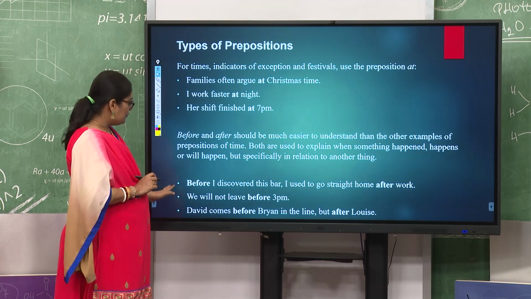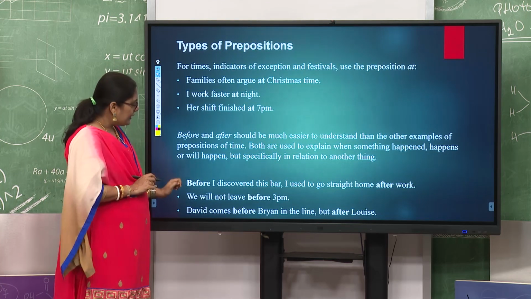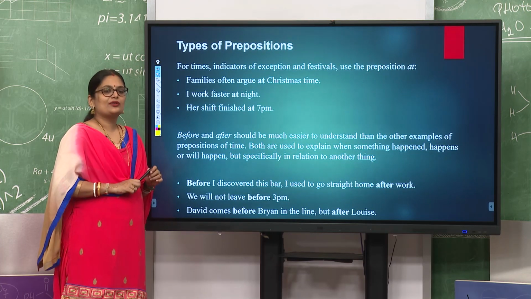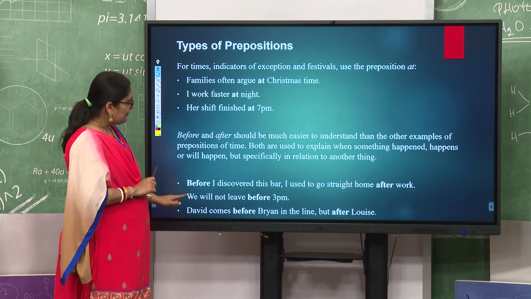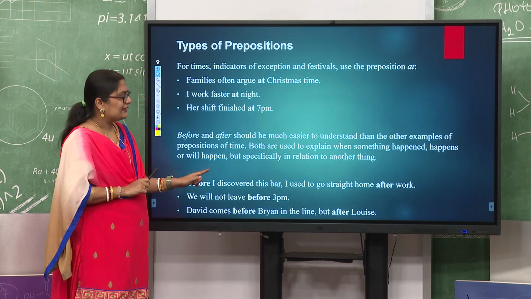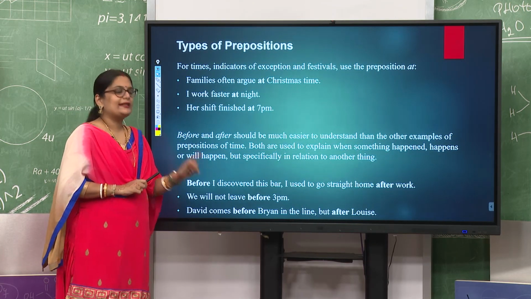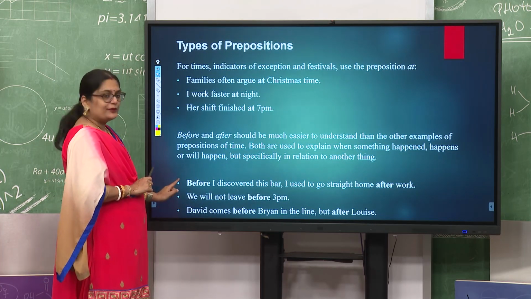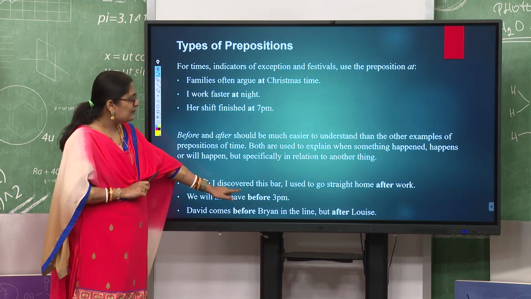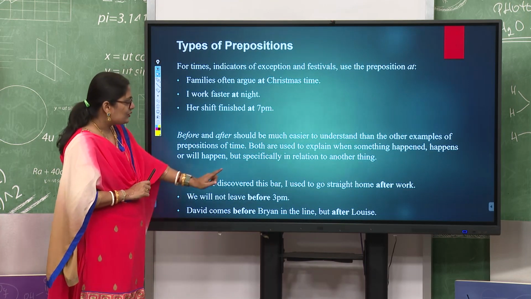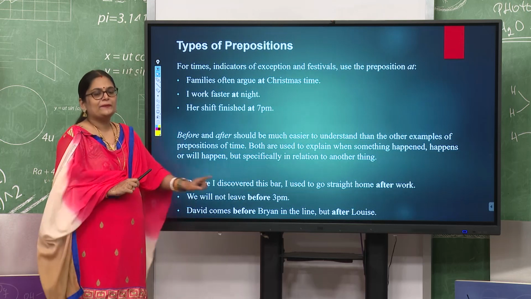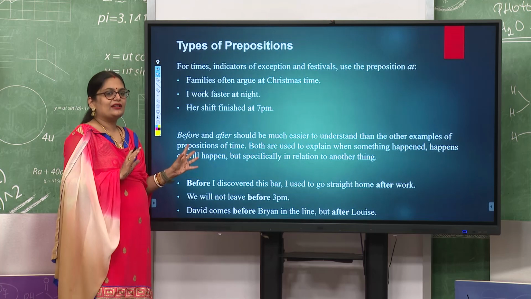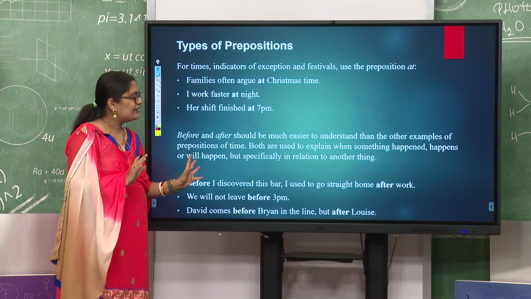Okay. Now, move on to the next example. We will not leave before 3 p.m. What is the preposition used here? Before. David comes before Brian in the line, but after Lucy. Look how before is used in three particular ways. It is used before the sentence, it is used in between the sentence and it is used towards the end of the sentence. Okay? So, three types of sentences are there and we can use this in three different ways.